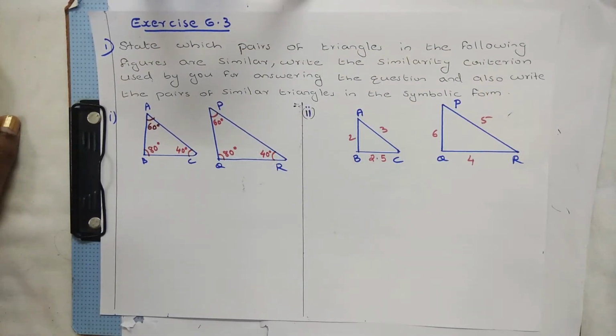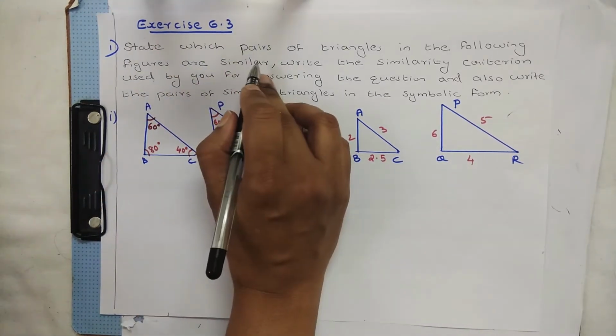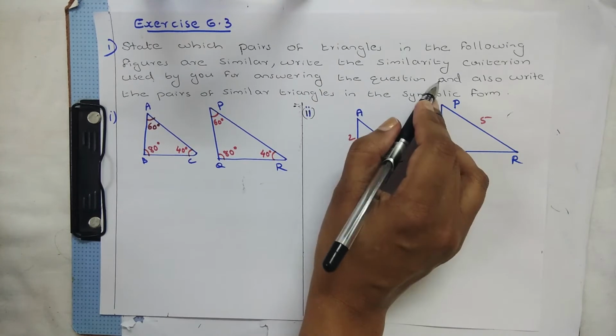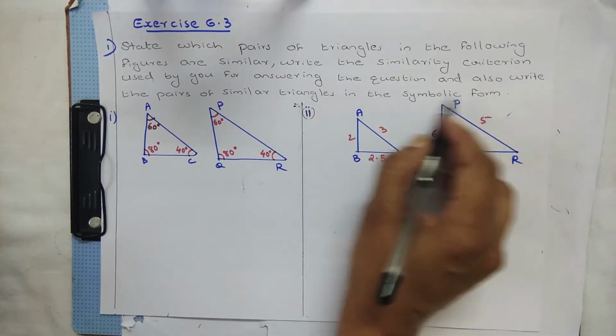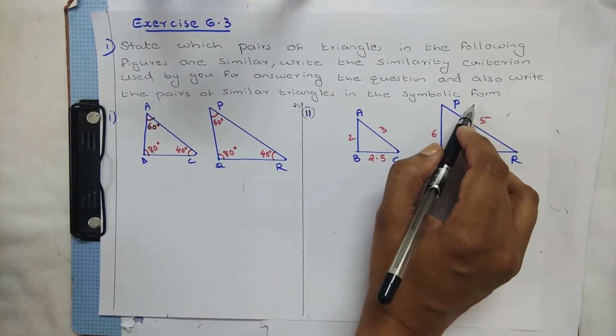I'm going to solve exercise 6.3. First question, read the question. State which pairs of triangles in the following figures are similar. Write the similarity criterion used by you for answering the question, and also write the pairs of similar triangles in the symbolic form. That is simple, you have to use it.